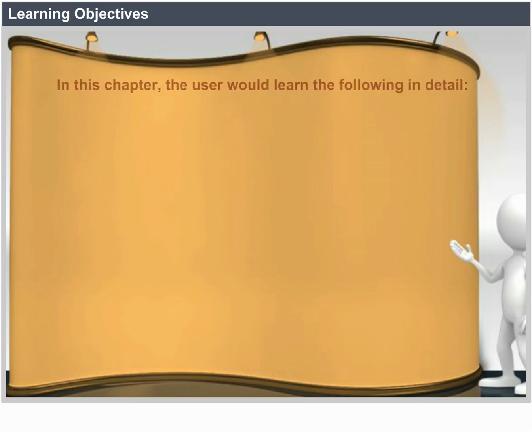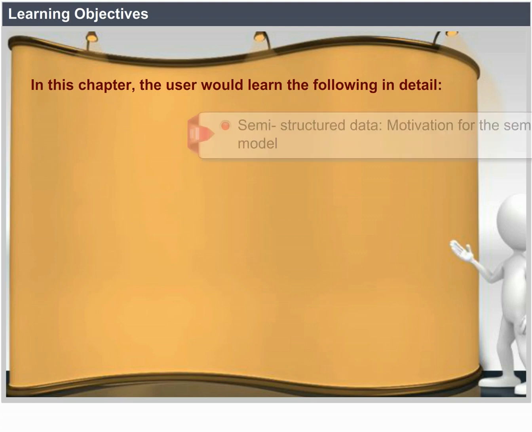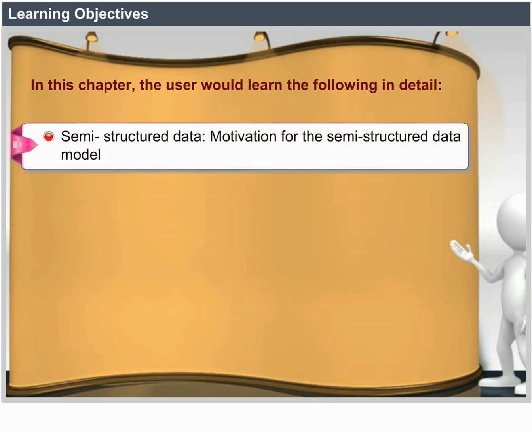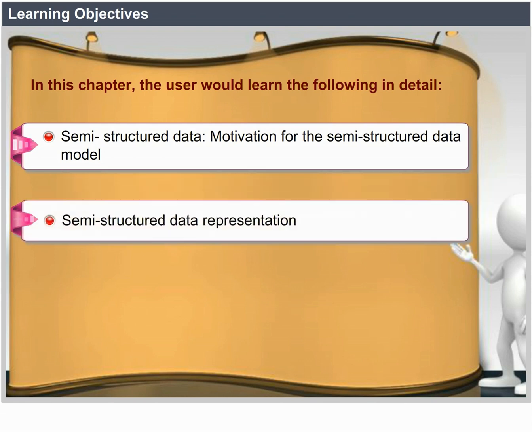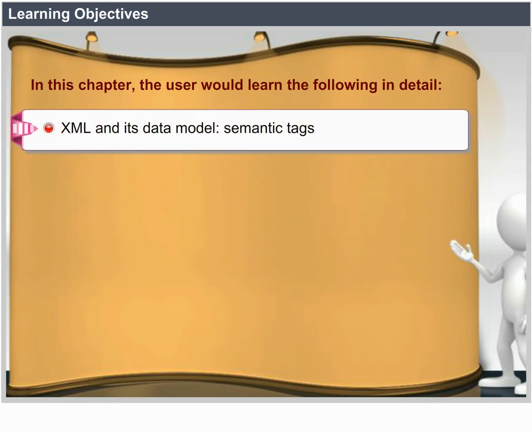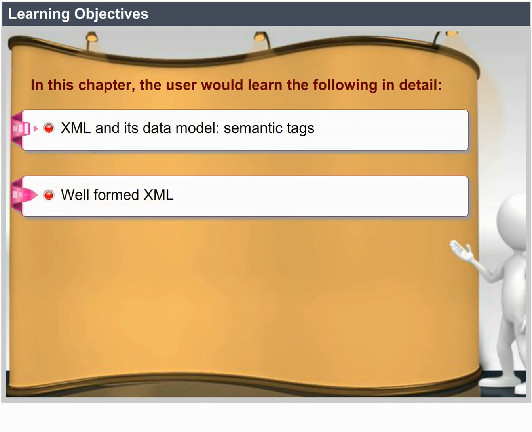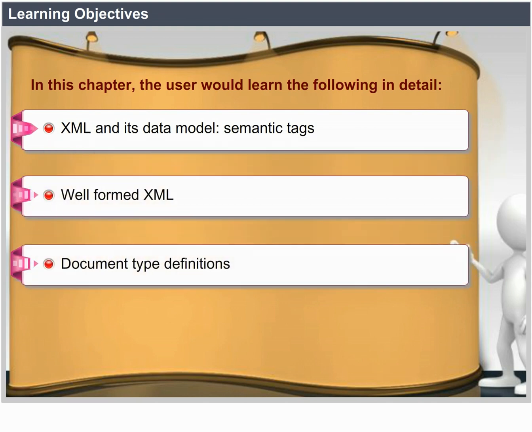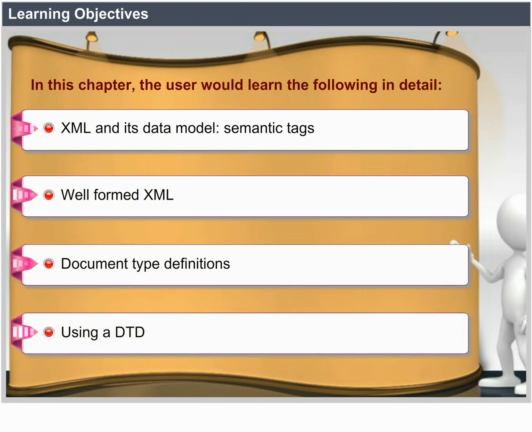Learning objectives. In this chapter, the user would learn the following in detail. Semi-structured data. Motivation for the semi-structured data model. Semi-structured data representation. Information integration versus semi-structured data. XML and its data model. Semantic tag. Well-formed XML. Document type definitions using a DTD.